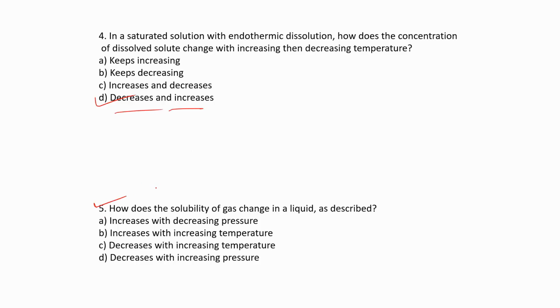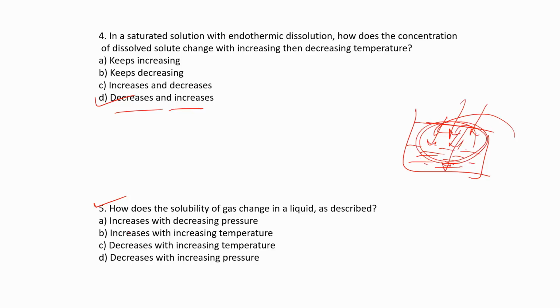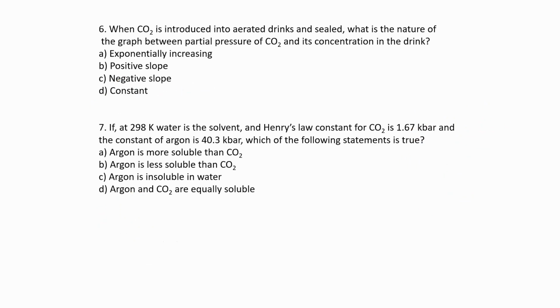Next question is: how does the solubility of a gas change in a liquid as described? This is the liquid phase and this is the gas. If I create more pressure over the gas, then the gas will dissolve in the liquid. That means the solubility will increase with increasing pressure. So what will be the answer in this case? The answer is C. That is for the pressure case, but for the temperature case, if we increase the temperature, then the entropy of the gas will increase. When the entropy of the gas increases, it will not be soluble in the liquid. That's why option C is the correct answer. Now, that is an interesting question.